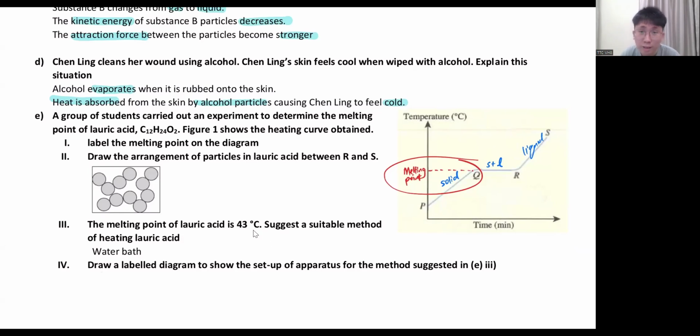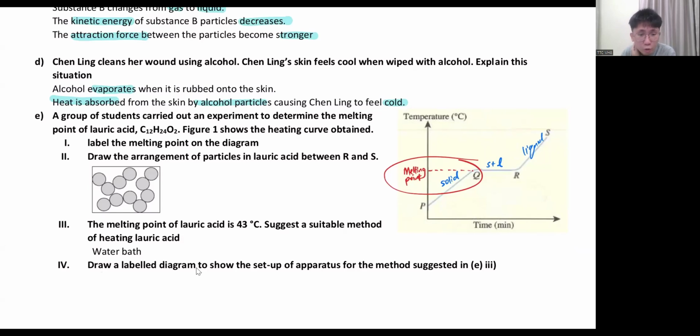But if you have something that is more than 100, let's take another example: the melting point is 130. Then you cannot use water, because water cannot give you 130 degrees Celsius. So then you're going to use an oil bath or maybe a sand bath, up to you. Of course, oil bath is the more common one.